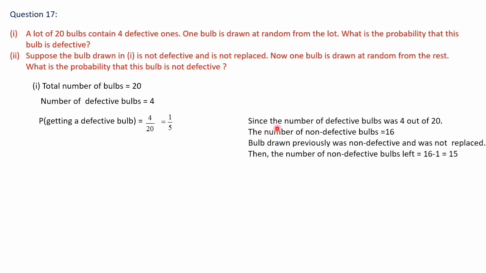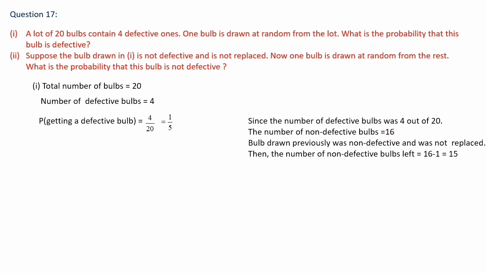Since the number of defective bulbs was 4 out of 20, the number of non-defective, meaning good bulbs, is 20 minus 4, that is 16. As per your condition, you are taking a bulb that is not defective and you are not replacing it, meaning you are taking it away. So 16 good bulbs are there. Out of 16 only, you are choosing one in the first question. You are not keeping it back.